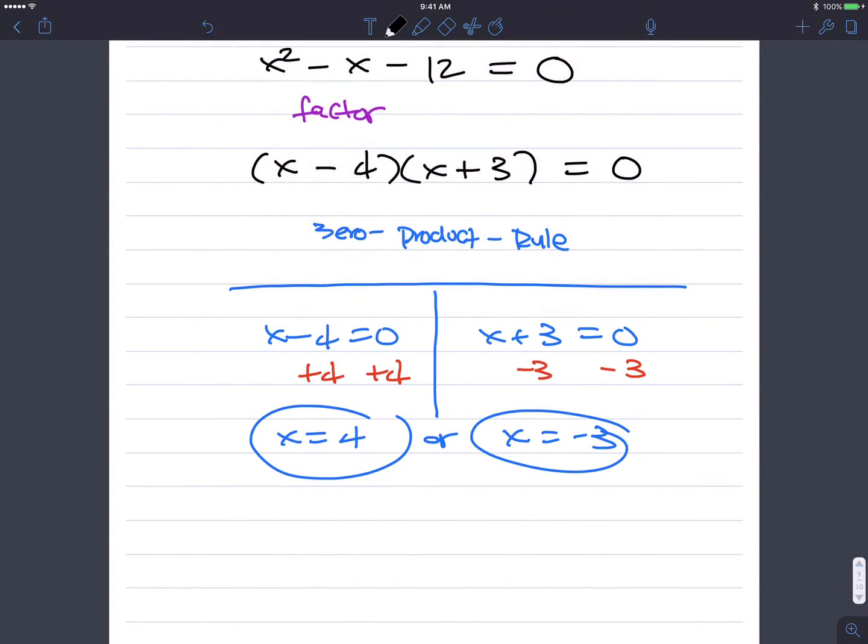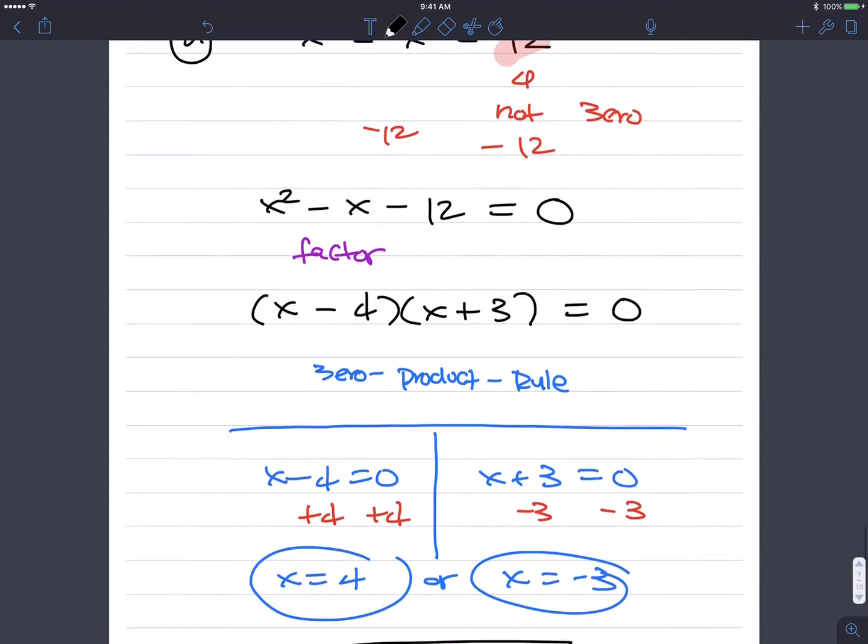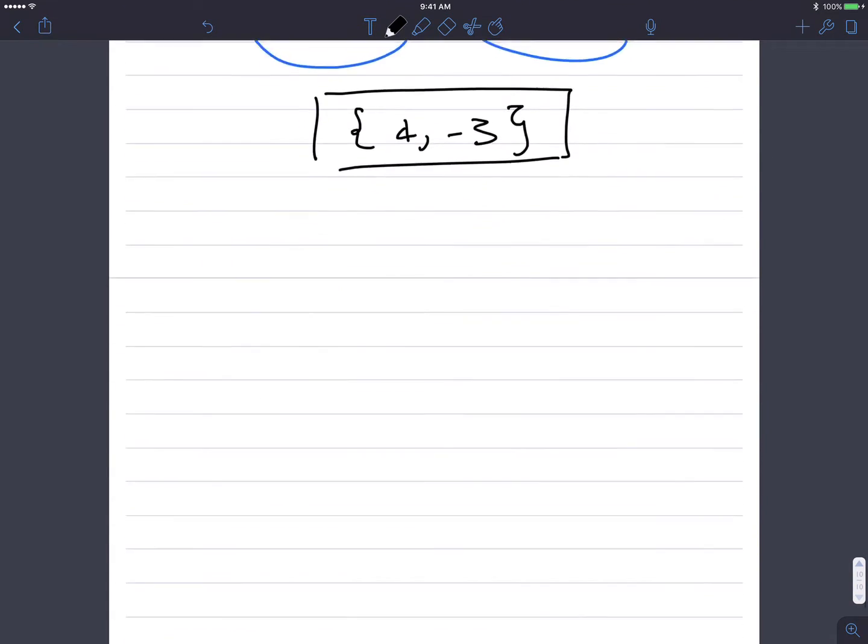So let's list them. 4 and negative 3. You're done. Okay, you guys okay with that? Okay, let's take a look.